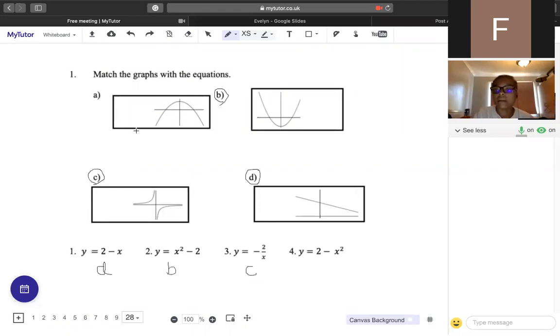Now A is an upside down U shape, so it is a negative quadratic. So we're looking for a negative x squared, which is over here. We've got a minus x squared. So this one would be matched with A.